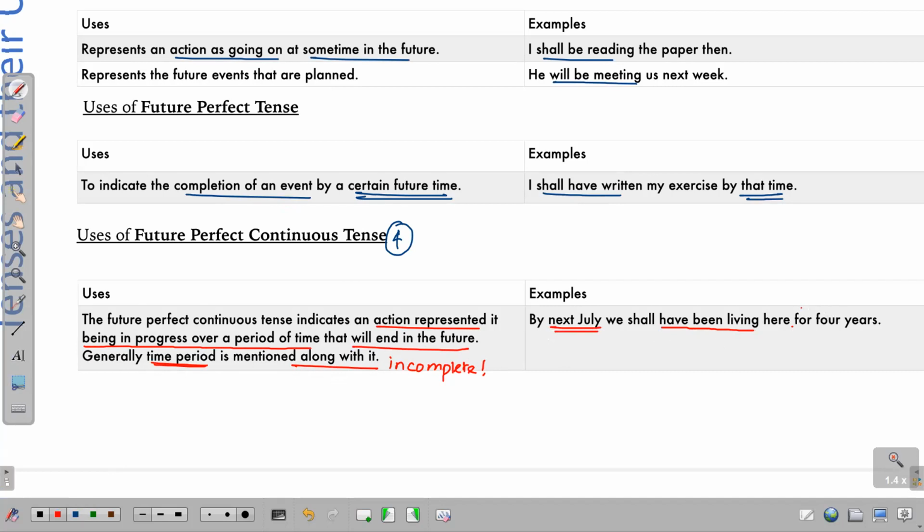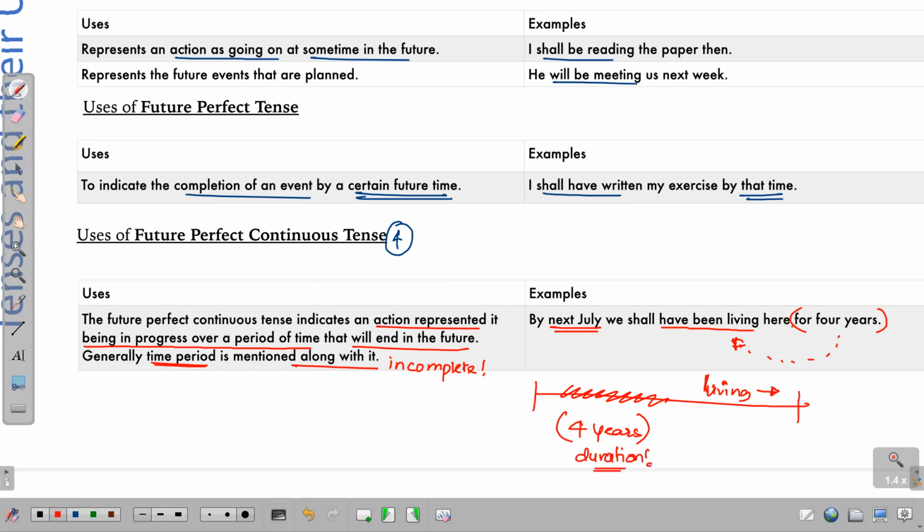The completion will be the 4 years. So the 4 years will be completed, and therefore by next July we shall still be living here, but this is the duration of the 4 years that will be completed. We will still be living, so our action will still go on, but what will be completed then? The duration will be completed. So this is again the sense, because this is complex.